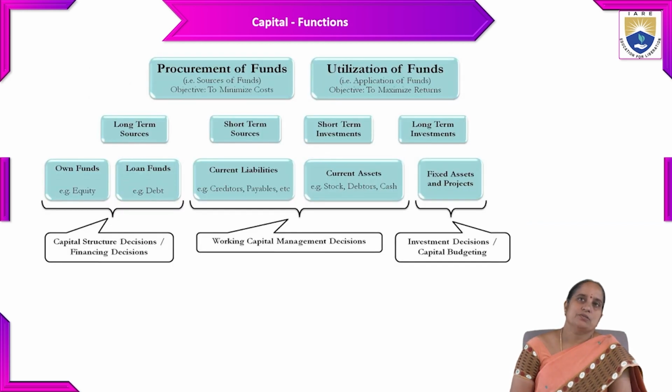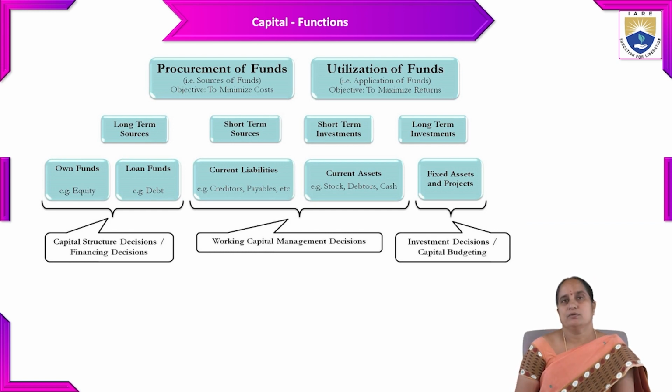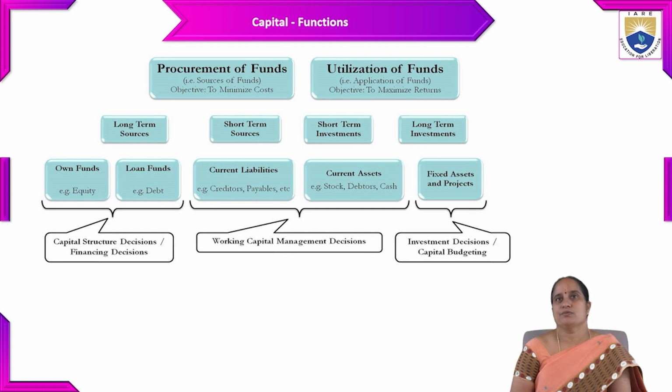Then, coming to the functions of capital, the first one is procurement of funds. Procurement means how we are going to get these funds, and what the sources of funds are, because the objective of procurement of funds is to minimize the total cost. The other function is utilization of funds. Utilization means whatever funds are available with us, it tells us how effectively we can apply the funds so that we can maximize the returns.